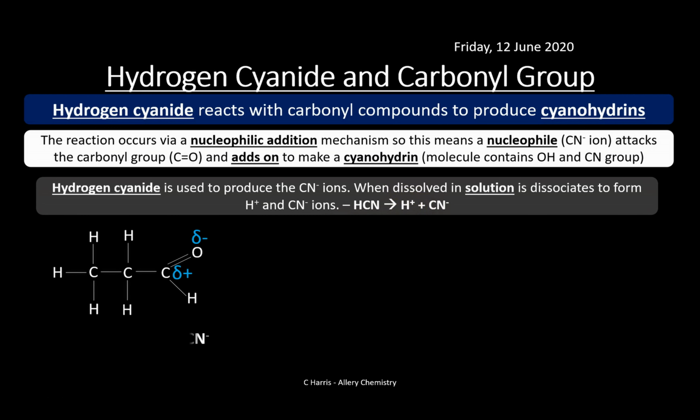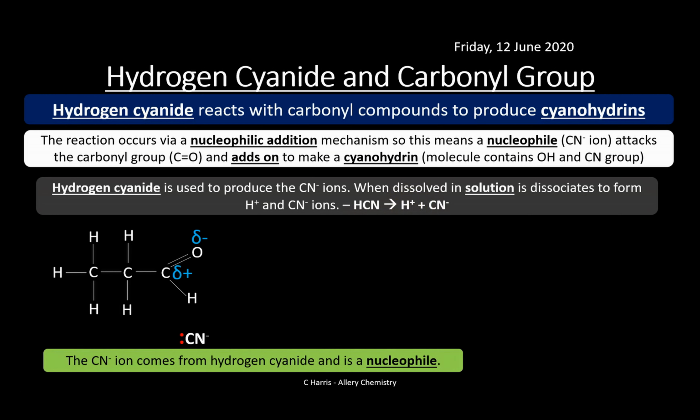So let's have a look at the mechanism. Here we've got an aldehyde. Our aldehyde has got a delta positive carbon, a delta negative oxygen, as you can see on there. There's our cyanide ion. So this is our nucleophile. Remember, nucleophile is nucleus loving. These species have a lone pair of electrons, and they will go and attack this delta positive carbon, as you can see there. So this is your nucleophile.